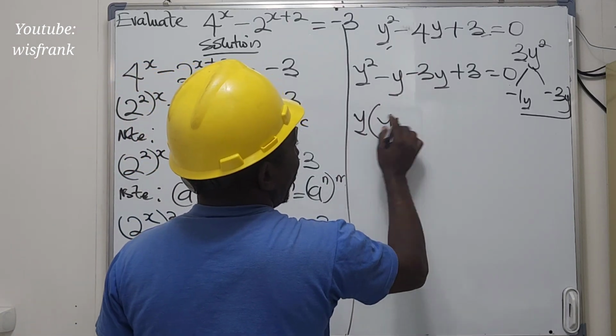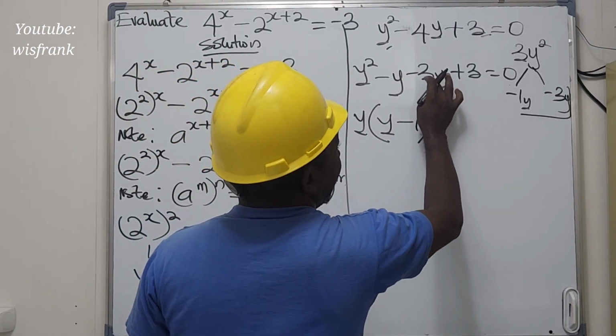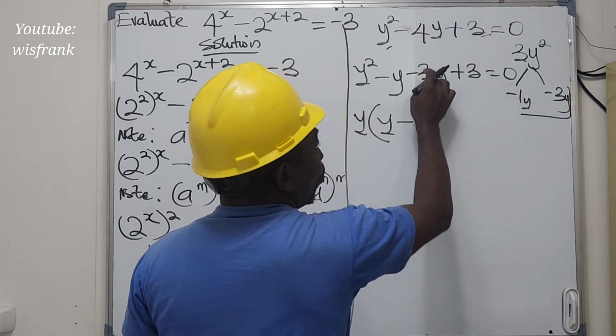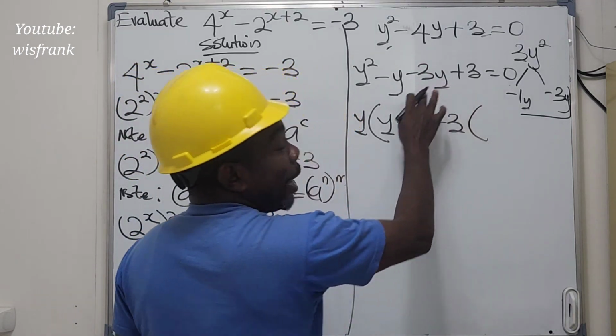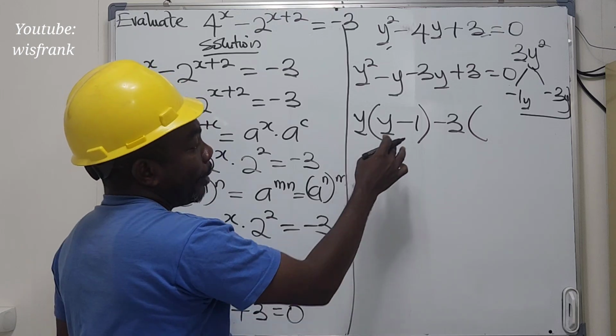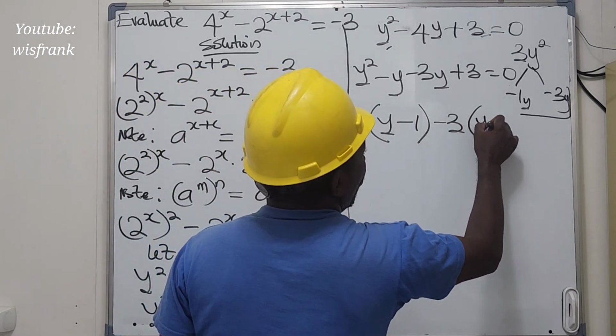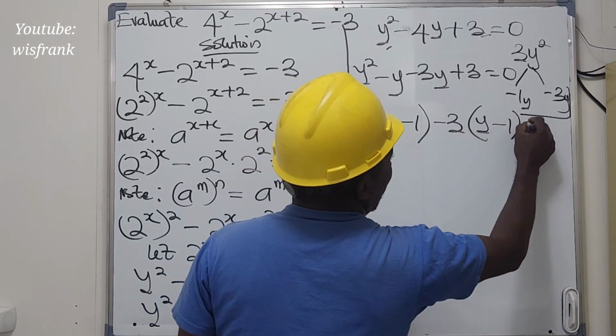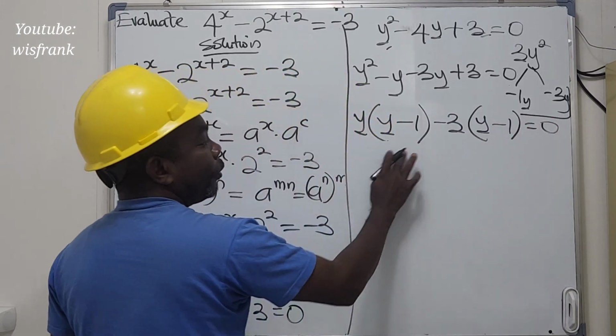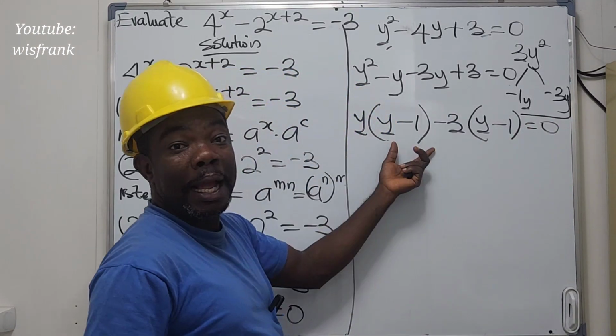Then dividing y by y will give us minus 1. Then here we have 3 here and we have 3 here. We take 3, so here will be minus 3. Dividing minus 3y by minus 3 will give us y. Then dividing 3 by minus 3 will give us minus 1. All equals to 0. We have two parentheses here, which is identical.